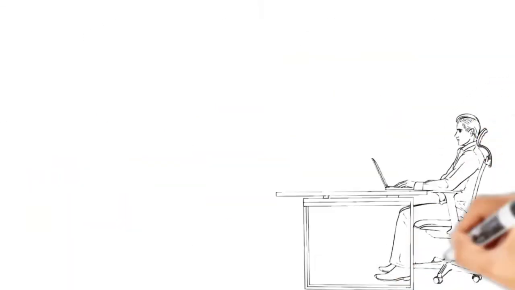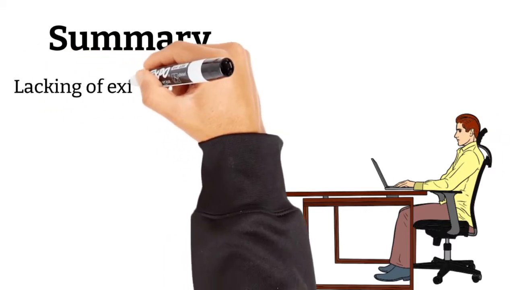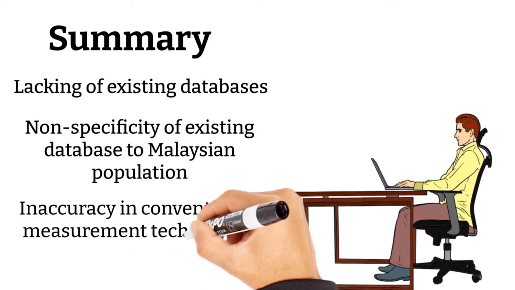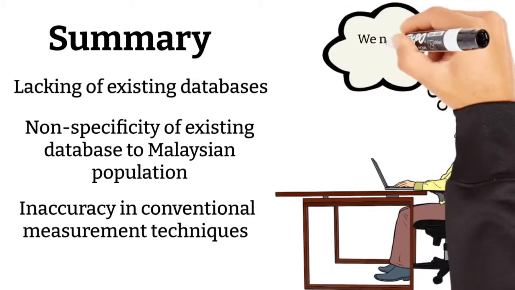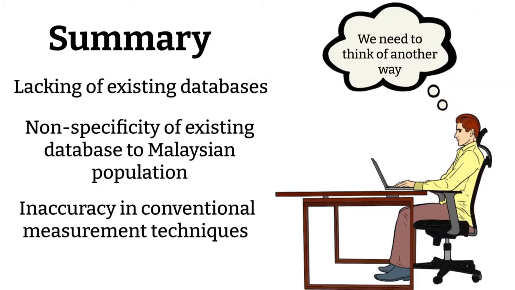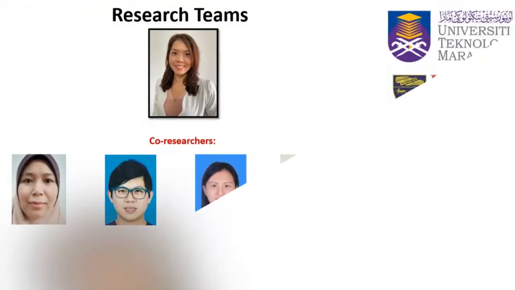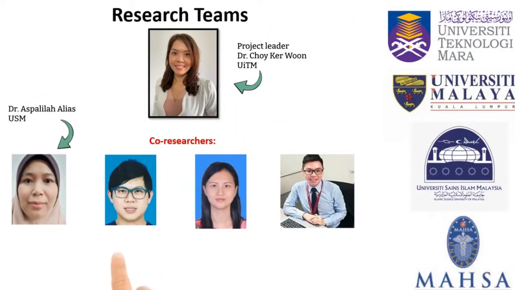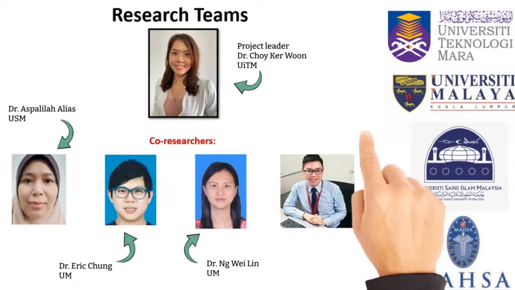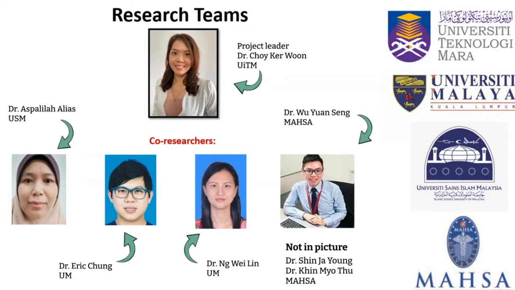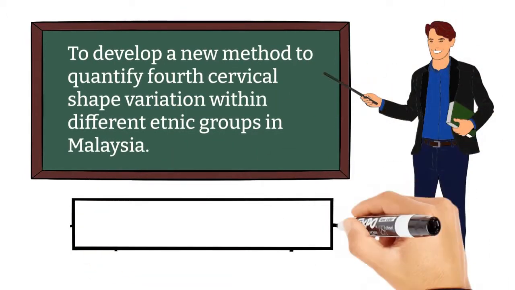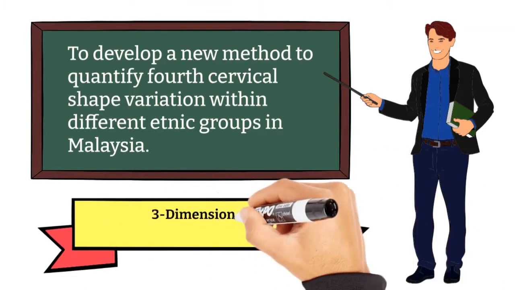So in summary, the lack of bony databases, the non-specificity of the existing databases, as well as the inaccuracy in conventional measurement make it difficult for us to build an accurate biological profile for Malaysians. This is where we come in. A group of researchers from various universities such as UiTM, UM, USM, and Masa University, led by Dr. Choy Ker Woon, decided to develop a novel technique to quantify the fourth cervical vertebra shape variation within different ethnic groups in Malaysia. That technique is called three-dimensional geometric morphometry.